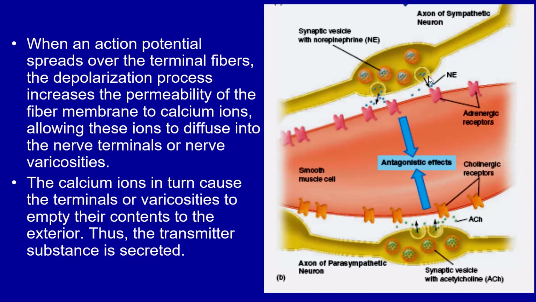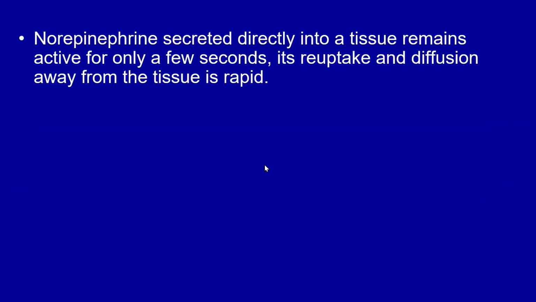Here you can see that when the action potential arrives at these varicosities, they bring the vesicle near to the surface of the varicosity and they empty their neurotransmitter to the exterior, or onto the surface of the adjacent organ, muscle fiber or gland.